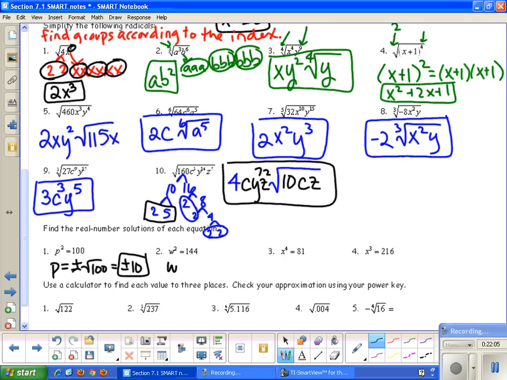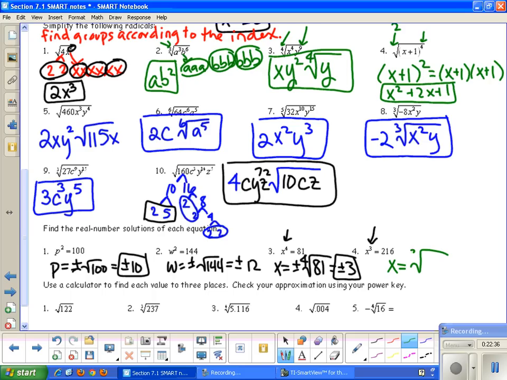So for this one, you would get w is equal to plus or minus the square root of 144, which is plus or minus 12. For the next one, notice it's a 4th root, not a square root, so be careful. So you have plus or minus the 4th root of 81, which is equal to plus or minus 3. And then this next one, we're solving for an odd power. So remember, odd powers, when you solve, only have one solution. So this would be x is equal to the cube root of 216, which we already know is equal to a value of 6. And you can always check your answer. 6 to the 3rd power is 216.